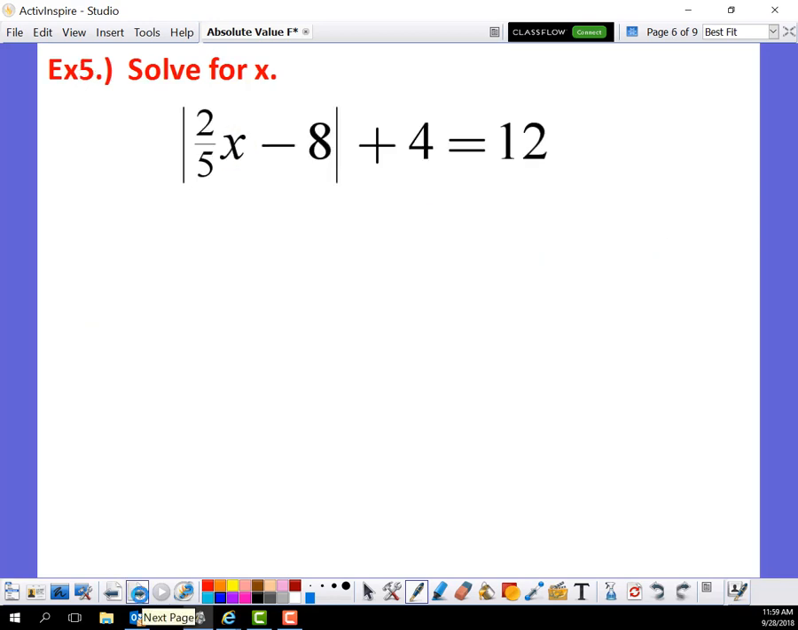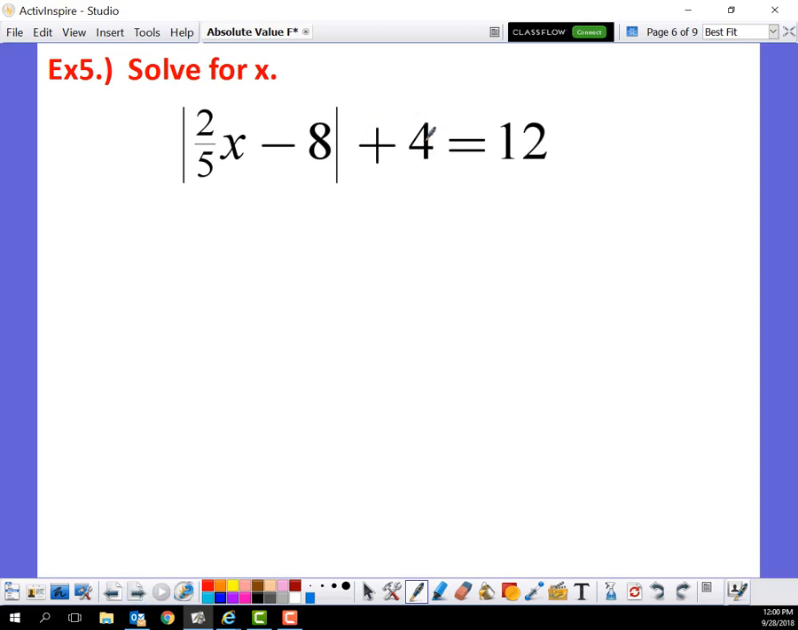Okay, the next problem here is a little bit different. Example 5, solve for x. The absolute value of 2/5 x minus 8, plus 4 equals 12. What's different here is the fact that we have this plus 4 right here. This plus 4 is what makes this problem a little bit different.